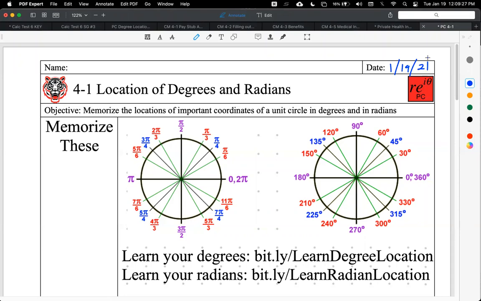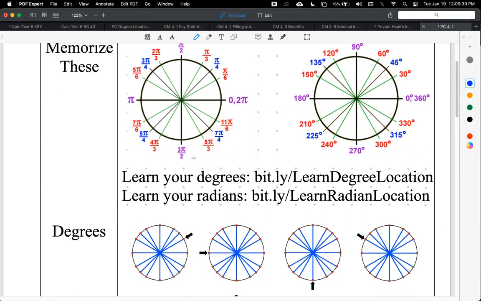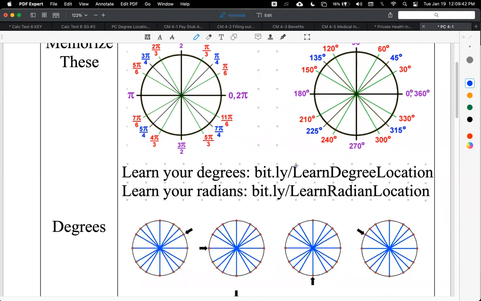There it is. So there's your handy dandy chart that you can just memorize things. The degrees is a lot easier. You've had a lot more experience. The radians is a lot more useful when you get to higher levels of math, like calculus and stuff like that. So tonight, you're going to go to Google Classroom.